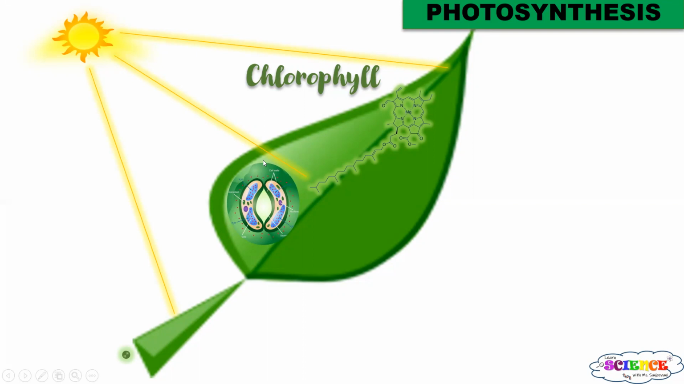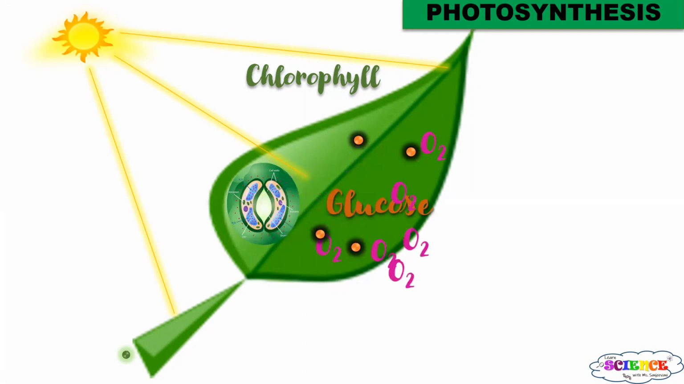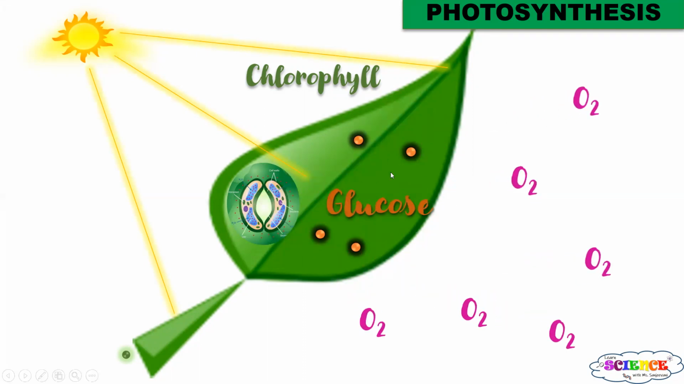To prepare food, not only raw material but energy is required, and the energy is obtained from the sun. It is the solar energy which is used for preparing food by the green parts of the plant. So chlorophyll absorbs sunlight, and carbon dioxide and water are converted into glucose. Glucose is the food which is produced. Along with glucose, there are some other products produced, such as oxygen and some amount of water. This oxygen and water are the byproducts of this particular process.